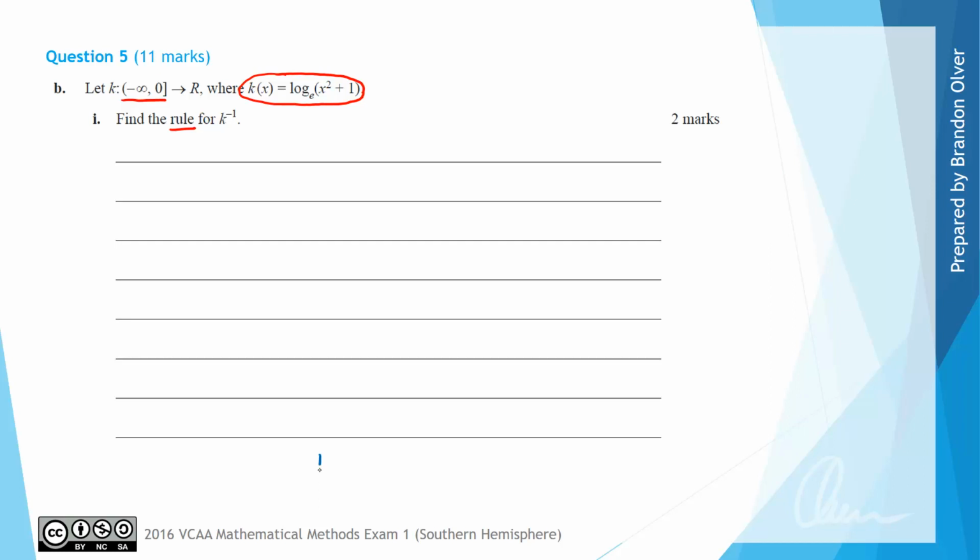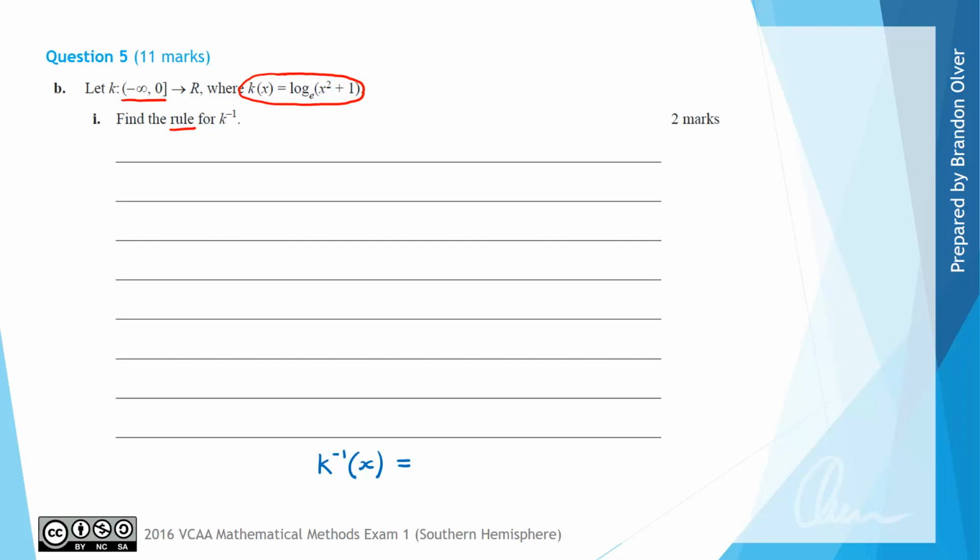Now before we go any further with this question, I'm just going to write myself a prompt that we need to express this as k inverse of x equals something, a rule, and that because it just asks for the rule, we don't need to find the domain just yet. In fact, that comes up in part 2.